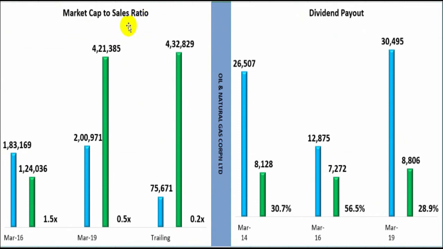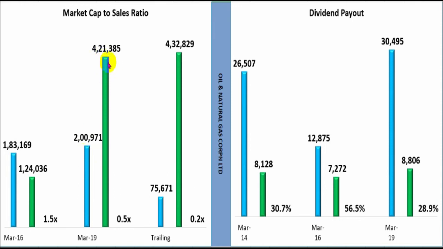This is also the price to sales ratio. What we are trying to understand is how much the company is trading at in the market, and against that how much sales it is doing for that year. So in March 19, the company's ratio stood at 0.5 times, which means that the company's market cap was 2 lakh crores, whereas its sales were 4,21,000 crores. So it is trading at a discount to its sales.